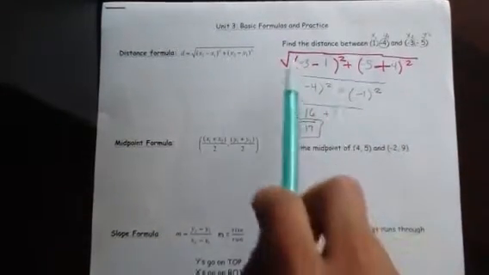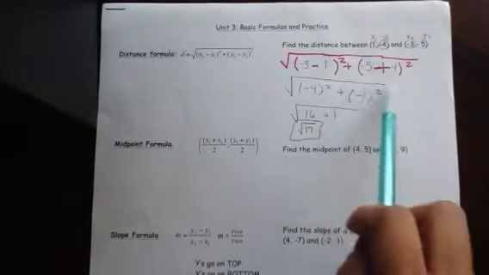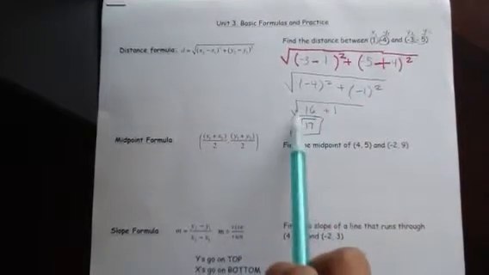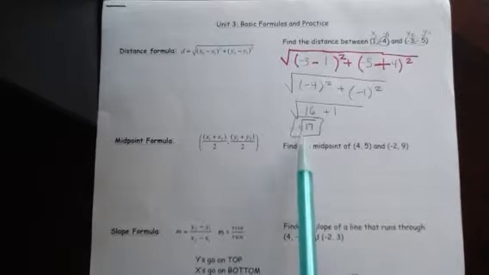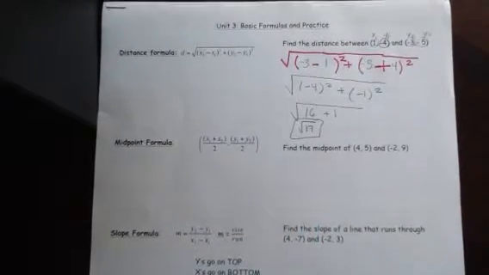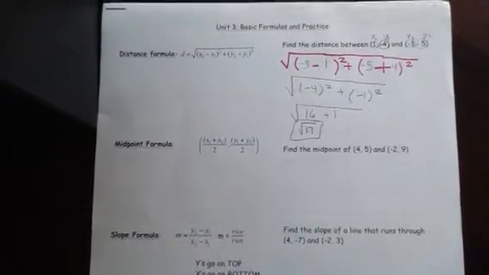So please make sure that you set it up first, then plug in, simplify, keep the square root the whole time. Please do not get rid of the square root unless you are simplifying it to a perfect square.